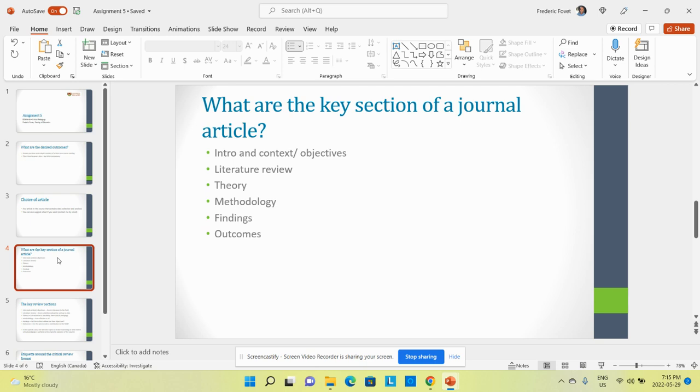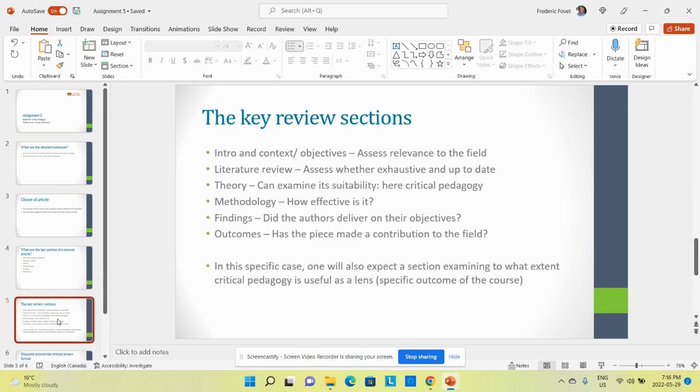So keep that in mind, and pretty much the critical review actually follows exactly the same pattern. So when you review it, you can actually follow exactly the same sort of checklist. Intro and context and objective. So you're going to be able to assess the relevance of those objectives and that context to the field. Is the question pertinent? Is the question interesting? Are the objectives pertinent to the field? Are these the sort of questions that we want answers to?